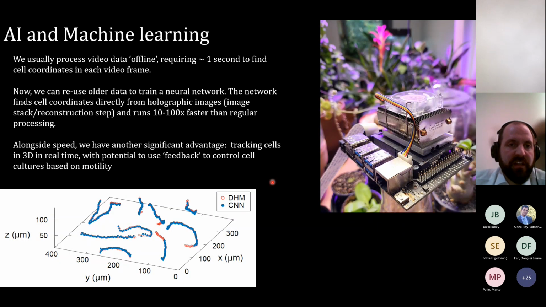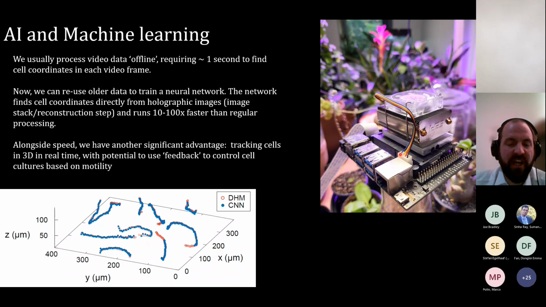Lastly, I wanted to mention AI and machine learning, as the entire world is now looking at AI and machine learning. Instead of going through this complicated reconstruction procedure by taking an image, reconstructing it, and then using some object recognition software to determine the positions of objects, you can simply feed in the raw data, and you can train a neural network to look straight into the hologram to extract the coordinates of cells. And we've done this using, this is an NVIDIA Jetson over on the right hand side.